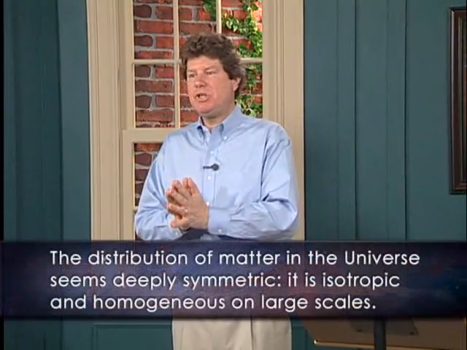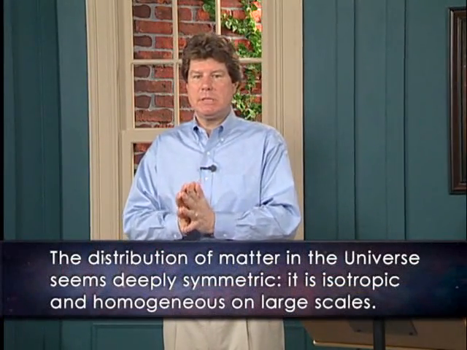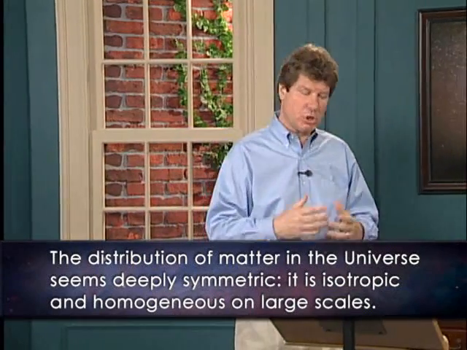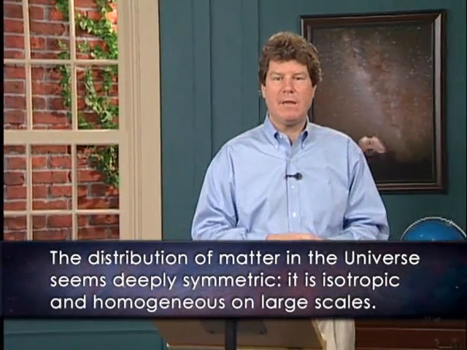Now, I'd like to close this lecture with 4 somewhat more reflective comments. First, we've learned that the distribution of matter in the universe seems deeply symmetric. It's isotropic and homogeneous on large scales. How did this come about? What expanding seed might cause matter to be distributed so smoothly and symmetrically?